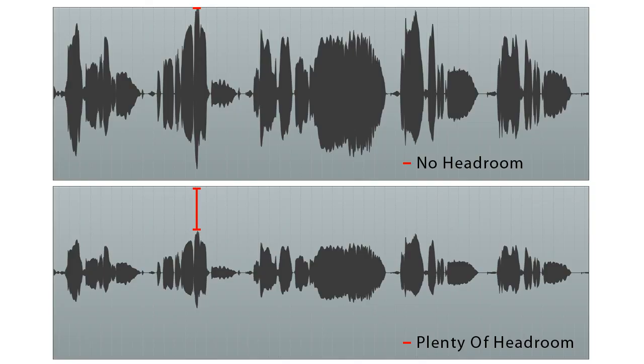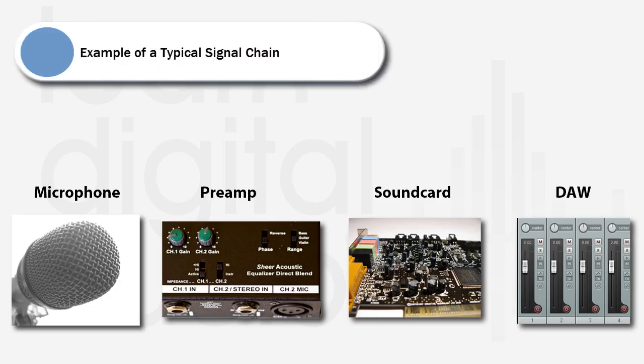We want a signal that's loud enough to not suffer from excess analog noise or have to be needlessly turned up in the DAW. It must not be so loud that when we sum many tracks together it clips the DAW. Here's an example of a typical signal chain.